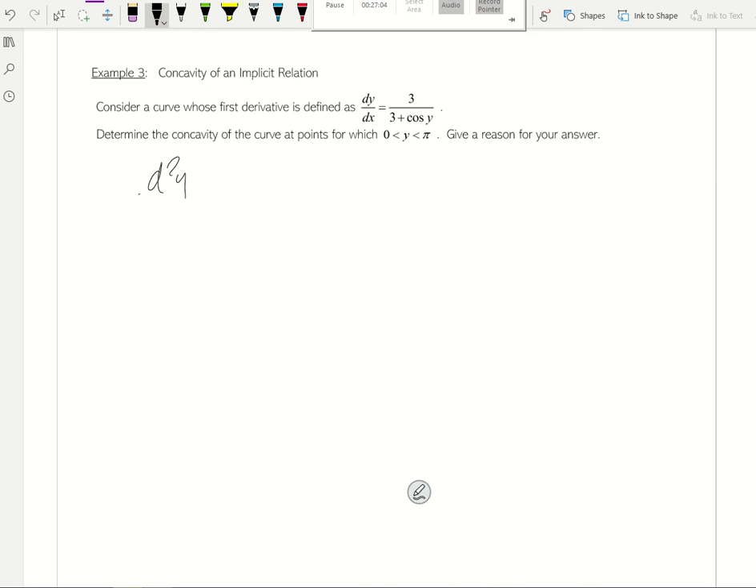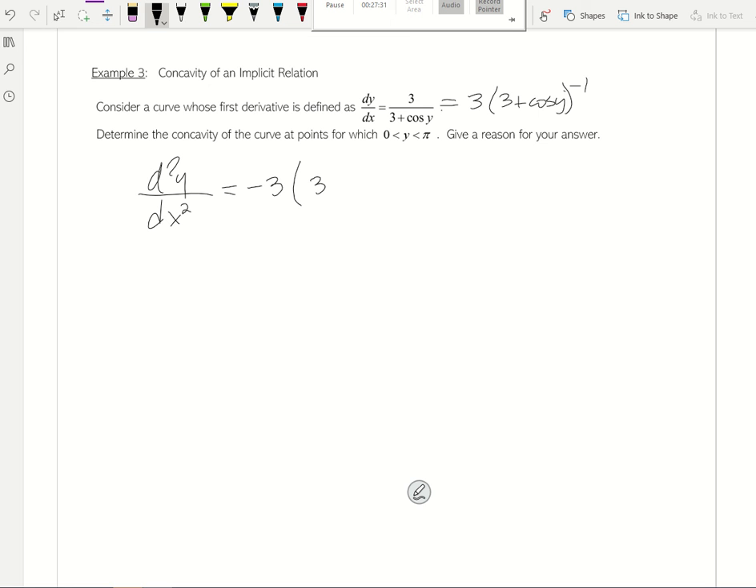So that's d squared y over dx squared, because I'm differentiating. Should we change the way they wrote it? Yes, we should. Very good. 3 times (3 plus cos y) to the power of -1. Yeah. Absolutely. That would be way, way easier. Okay, so now we're going to find the derivative. So this is the chain rule, right? So the -1 gets multiplied by the 3, so we get -3.